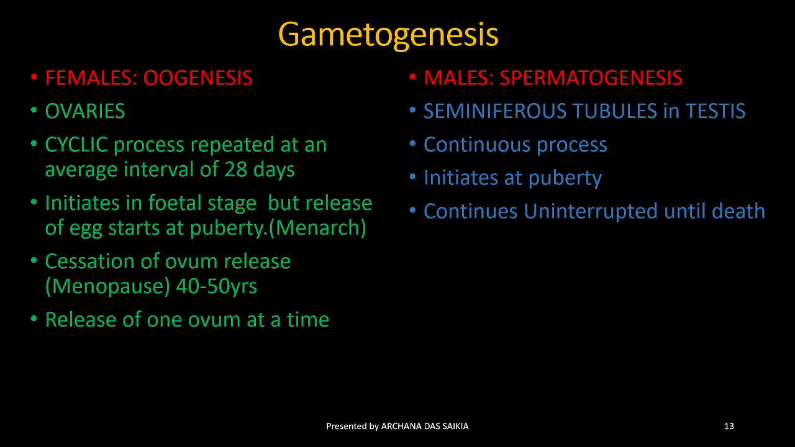Then there is release of only one ovum at a time in females. In males, release of millions of sperms takes place at a time. Whereas in case of females, it is only one ovum at a time. In a period of 28 days, one ovum will be released. Now we will go into the process of spermatogenesis.